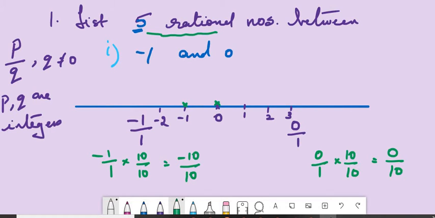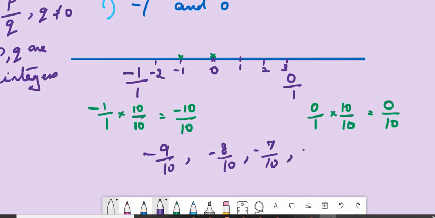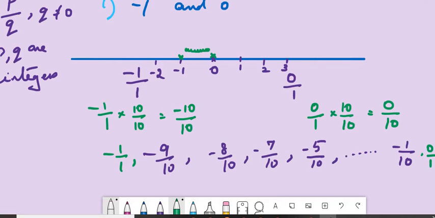So isn't it now easy to list 5 rational numbers between -10 by 10 and 0 by 10? What are they? We can write them as -9 by 10, -8 by 10, -7 by 10, -5 by 10 and so on till -1 by 10. So in between, let me write -1 by 1 this side and 0 by 1 on the right side so that all these numbers lie in between -1 by 1 and 0 by 1. What I mean to say is all these numbers which we have listed lie in this portion of the number line. I hope it's very clear here.